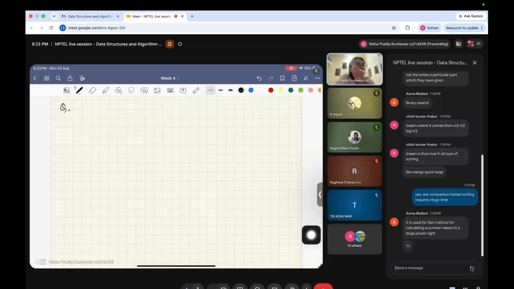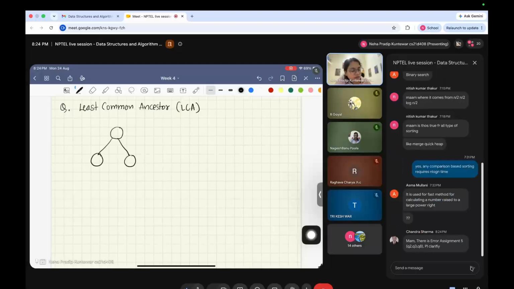Another question that is related to the range minimum query is what is called least common ancestor, or LCA. Okay, so what does that mean? The input to you is a tree. I'll write the problem formally later, but for now, assume this is a binary tree.